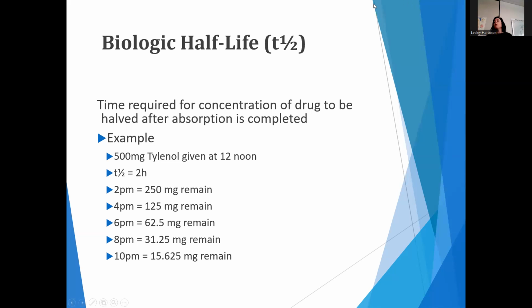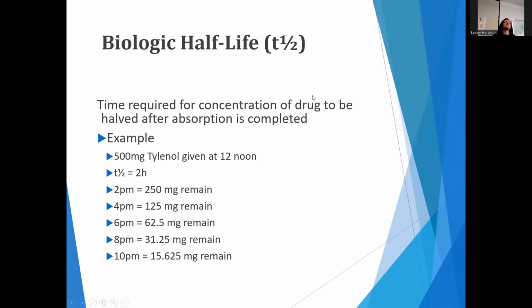So it's the time required for the concentration of the drug to be halved after absorption is totally complete. And it just keeps cycling through. So once it's gone through that first cycle, how long does it take for the dosage in your system to be half of what you originally took?